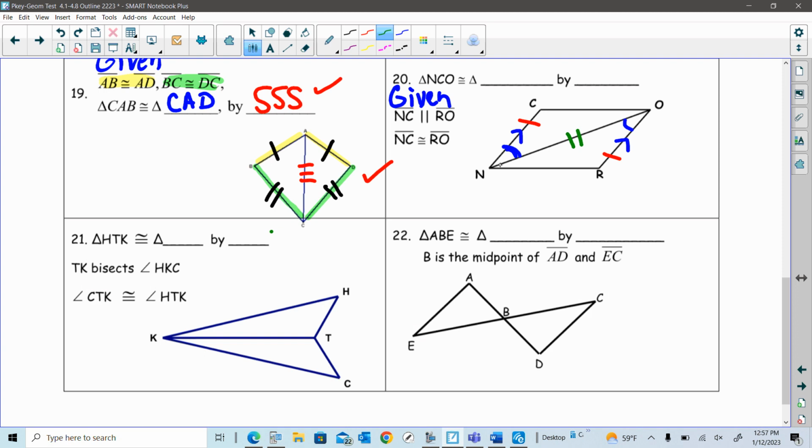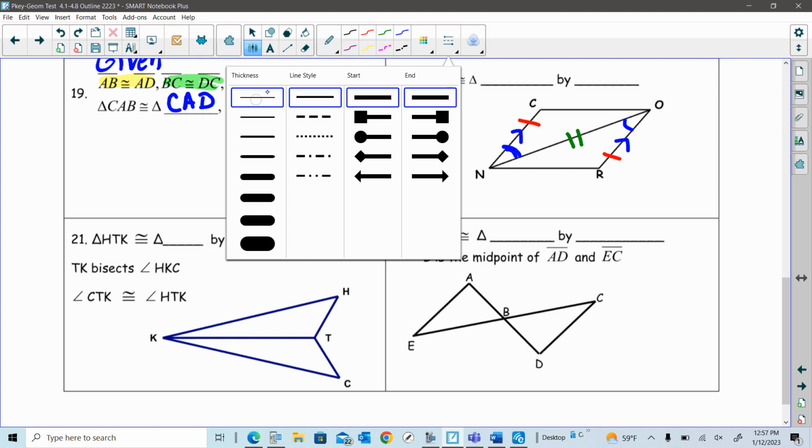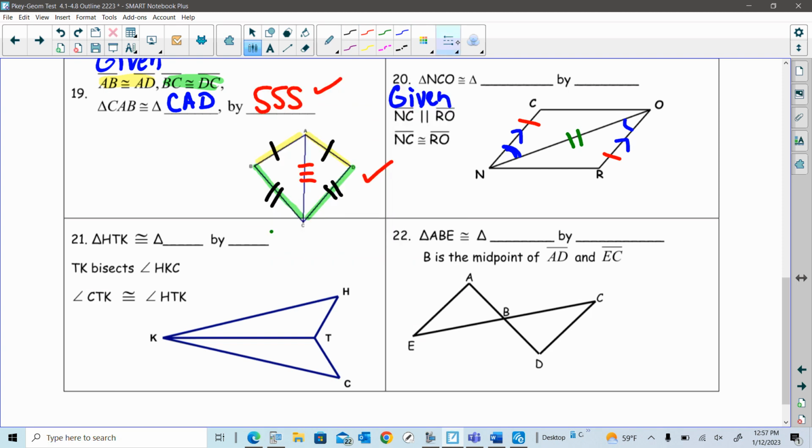Which of the 5 ways are these triangles congruent? Based on our markings, it is a side. It is an angle. It is a side. Yes, it's SAS. So, if I say N to C to O, then it has to be ORN.